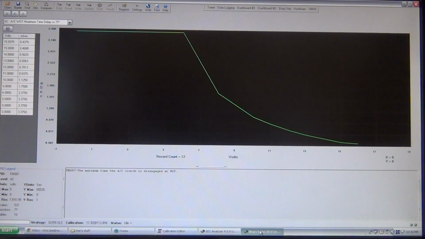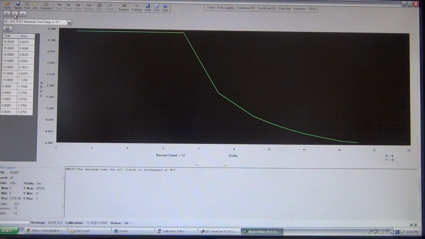Alright, and here we go. Let me show you what I did for the rest of it. This will be the MAF curve and the timing, all that good stuff. So here we go into our tables. Actually, we'll start with the MAF.